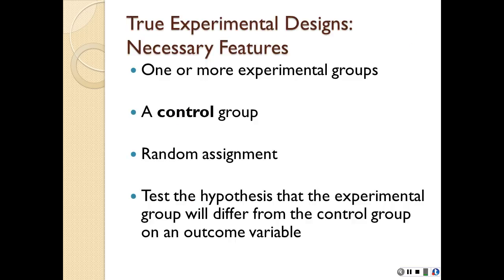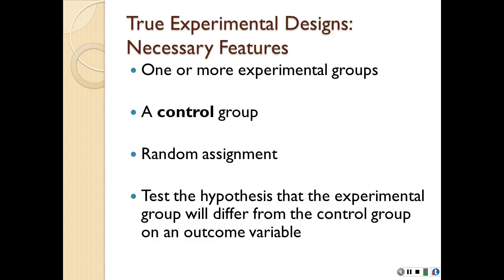So, once again, we'll go over the true experimental design's necessary features. When we're talking about randomized controlled trials, all randomized controlled trials are going to be true experimental designs. So we have to have one or more experimental groups. It doesn't just have to be an experimental group with the treatment and a control group without the treatment. You can have 3 or 4 different groups and compare different treatments across those. But you have to have at least one group where you're applying an intervention, and at least one group that is a control group. You have to have random assignment to however many groups you have.